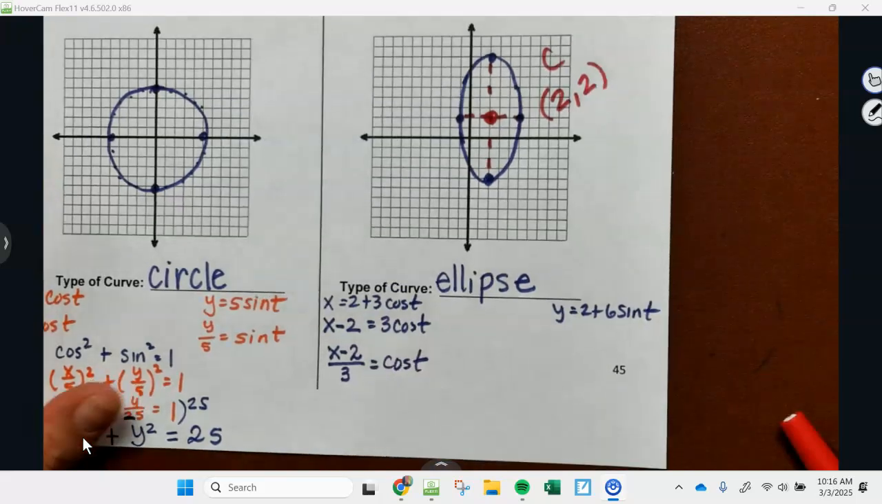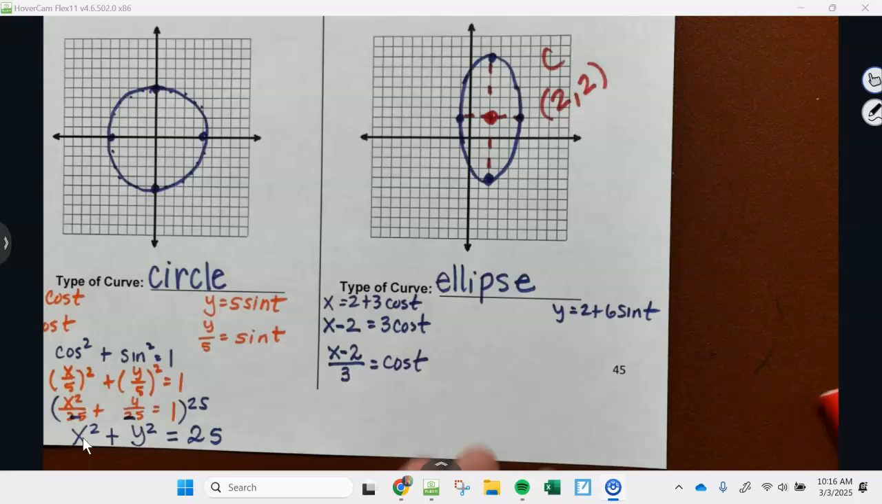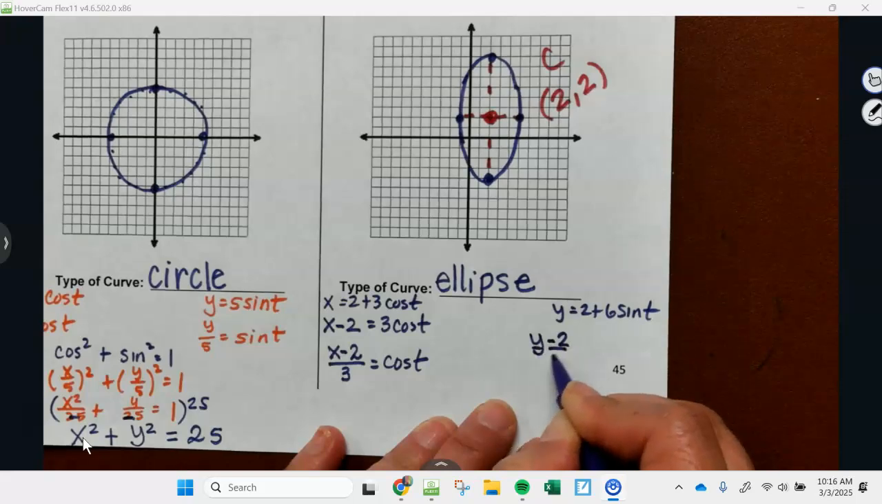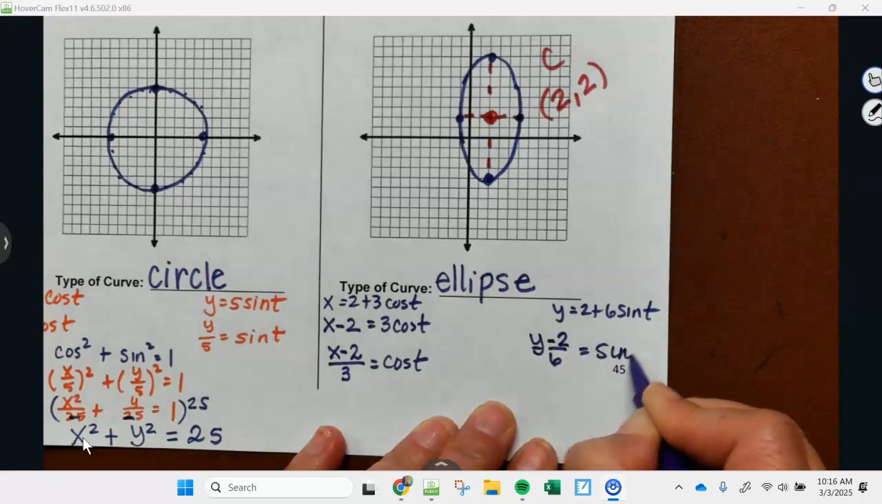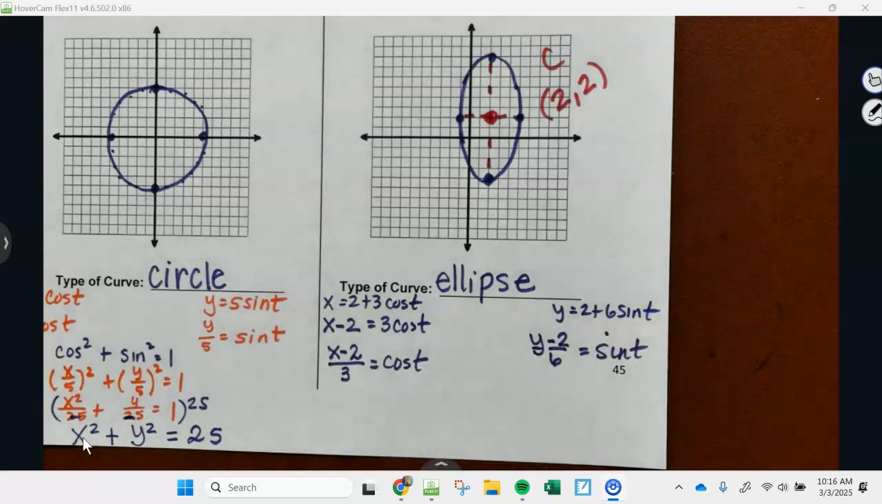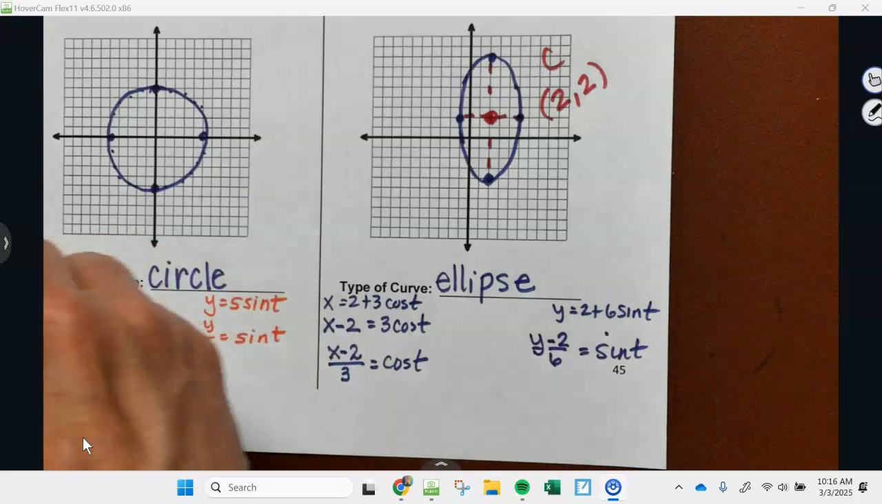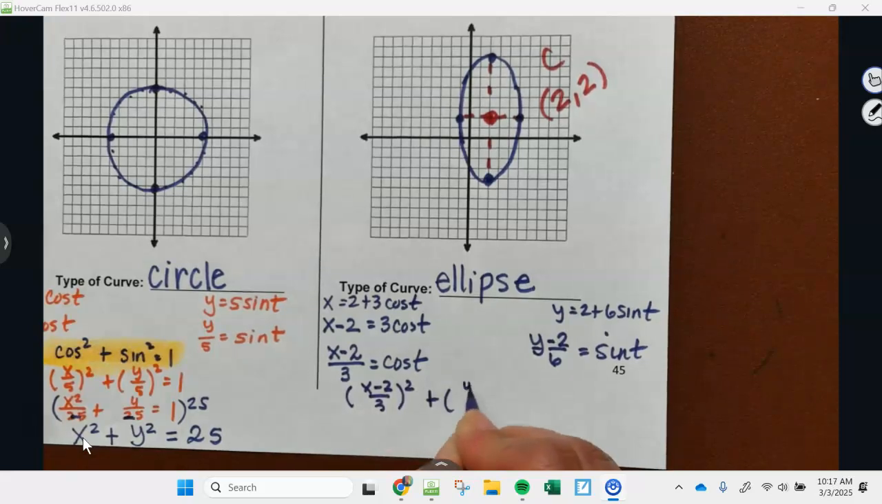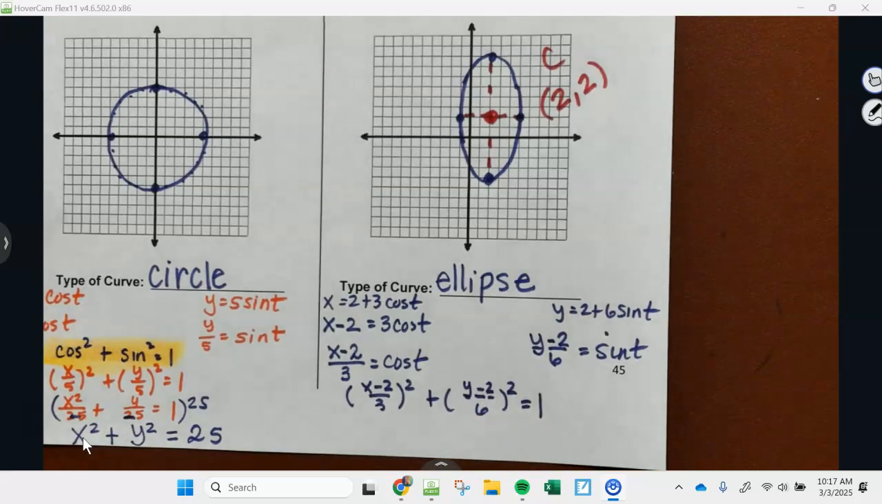I'm going to do the same thing for the sine value. The sine value is going to be y minus 2 divided by 6 is sine t. And remember, the only one that we're going to use is cosine squared plus sine squared equals 1. We're going to reuse that Pythagorean identity right there. So dropping in our values, x minus 2 over 3 squared plus y minus 2 over 6 squared equals 1.